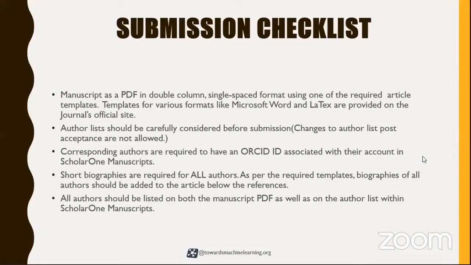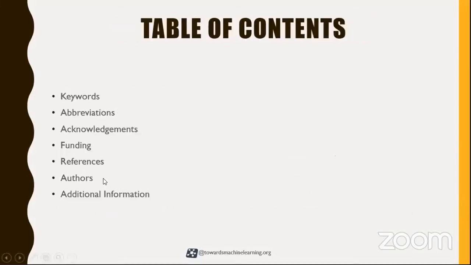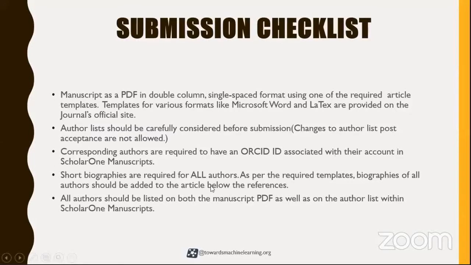Short biographies are required for all the authors. As per the required templates, biographies of all the authors should be added to the article below the references. Let me show you the previous slide. We have the references section, then we have the authors section. With this authors section, you should add small biographies of the authors. Some journals follow this, like IEEE Access and Springer, but maybe CODATA doesn't follow this.